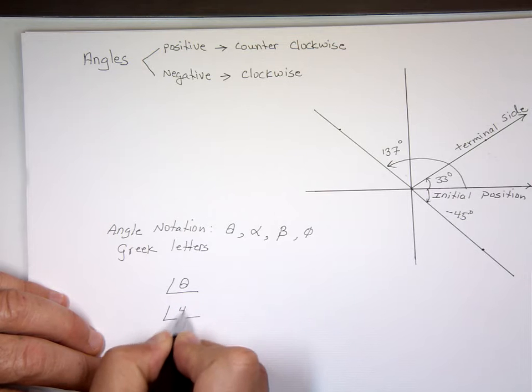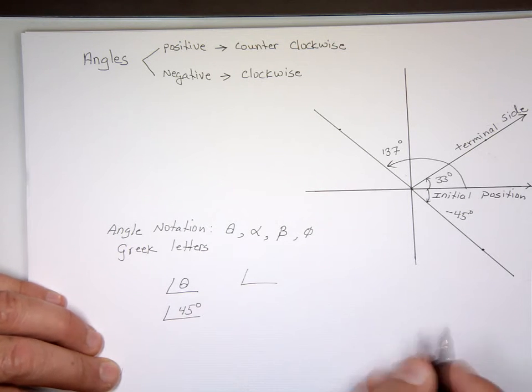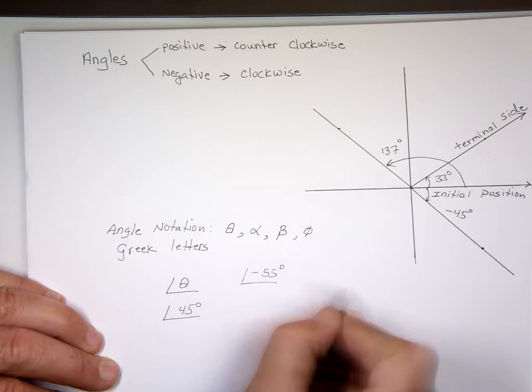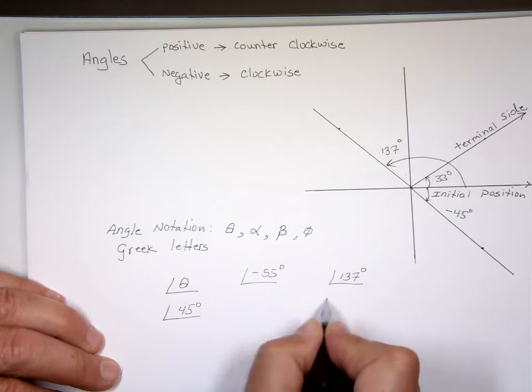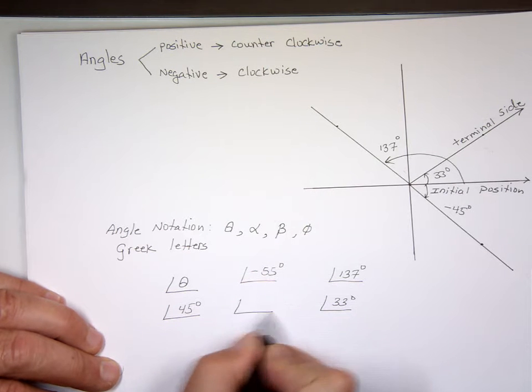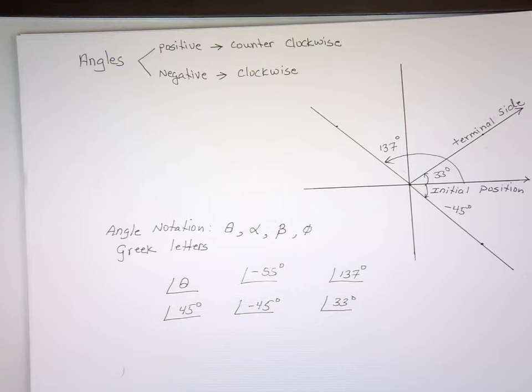Angle 45 degrees. See, we draw that little symbol, looks like an angle. Angle negative 55 degrees. Angle 137 degrees. Angle 33 degrees. Angle negative 45 degrees. So a lot of times when we say graph this angle, in physics, Damon will tell you, I use that notation constantly.